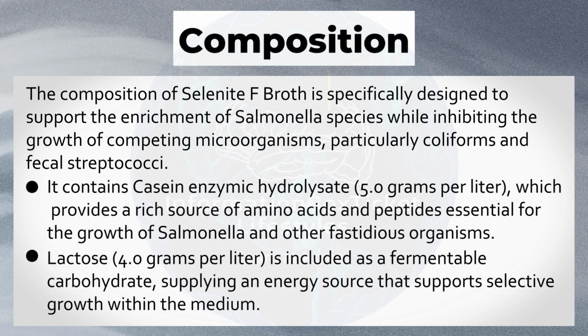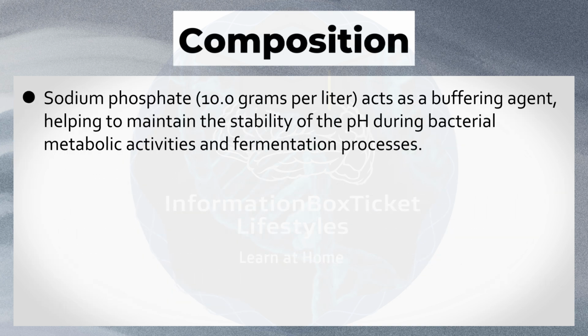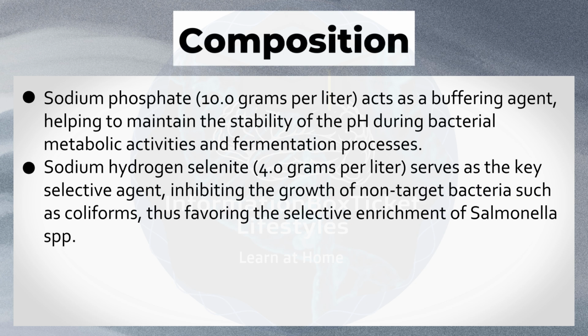Lactose, 4.0 grams per liter, is included as a fermentable carbohydrate, supplying an energy source that supports selective growth within the medium. Sodium phosphate, 10.0 grams per liter, acts as a buffering agent, helping to maintain the stability of the pH during bacterial metabolic activities and fermentation processes. Sodium hydrogen selenite, 4.0 grams per liter, serves as the key selective agent, inhibiting the growth of non-target bacteria, such as coliforms, thus favoring the selective enrichment of Salmonella spp.